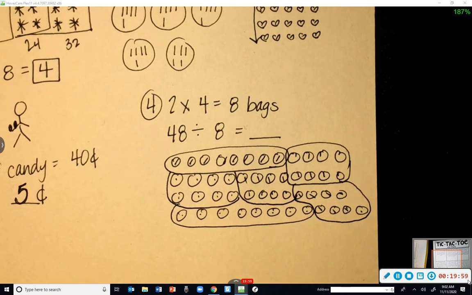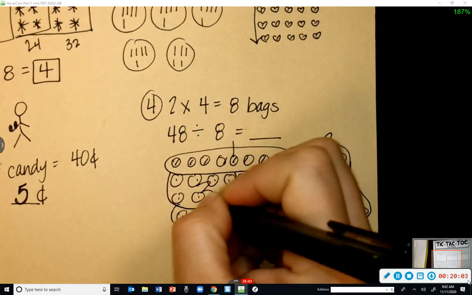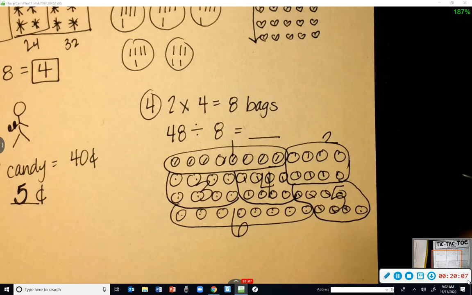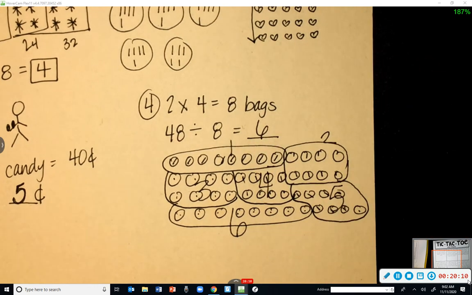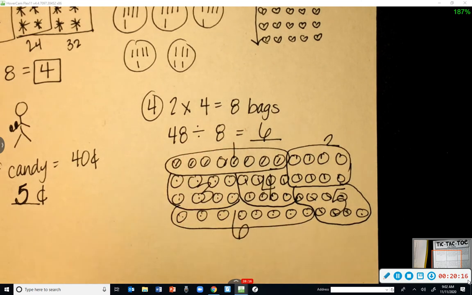Count how many groups we made. So there's 1, 2, 3, 4, 5, 6. 6 groups of 8. So 6 times 8 is 48. 48 divided by 8 is 6.